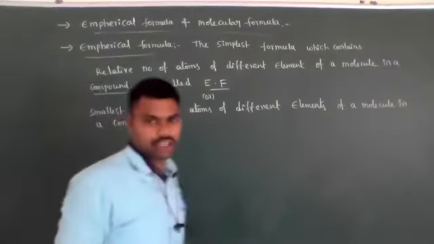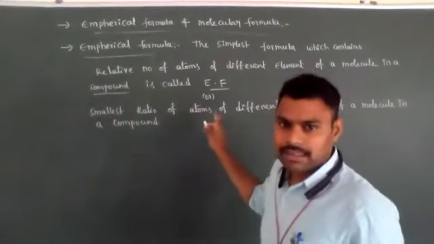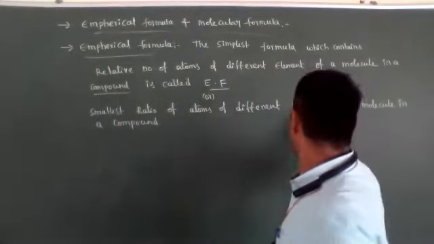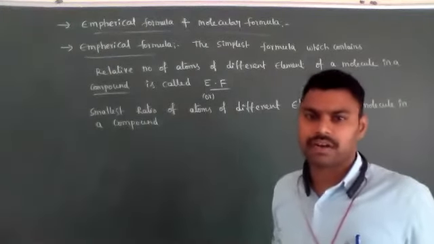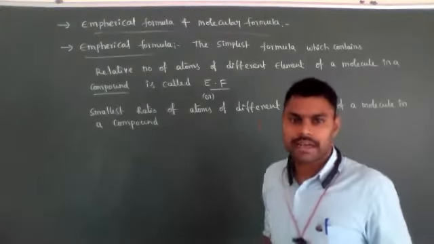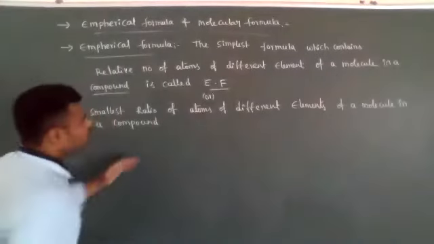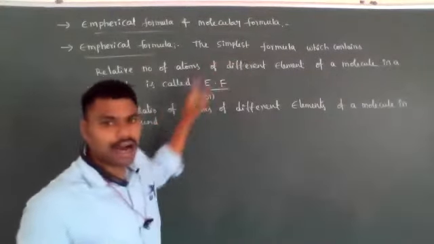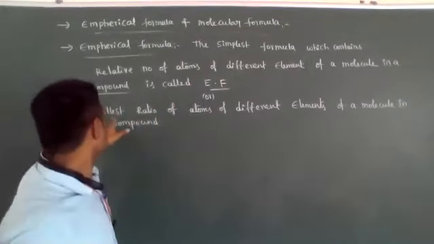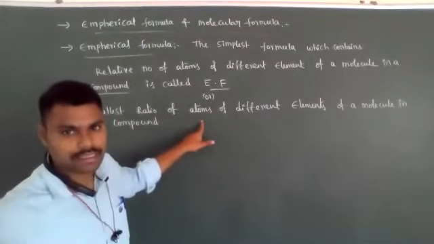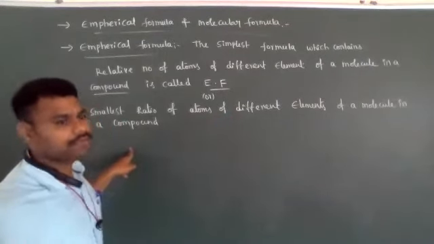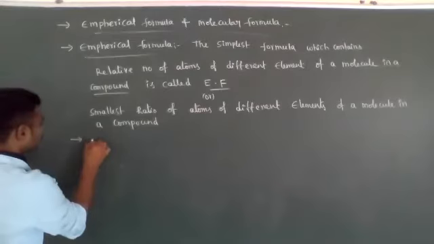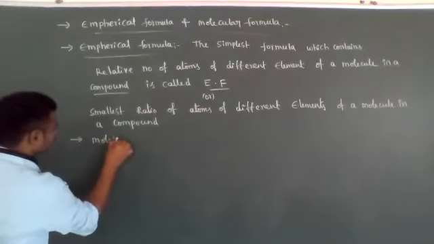The smallest ratio of all atoms in one molecule of a compound is also known as the empirical formula. Or the simplest or smallest formula, or the simplest or smallest ratio of all atoms in a molecule of a compound, is known as the empirical formula. Now, what is the molecular formula?